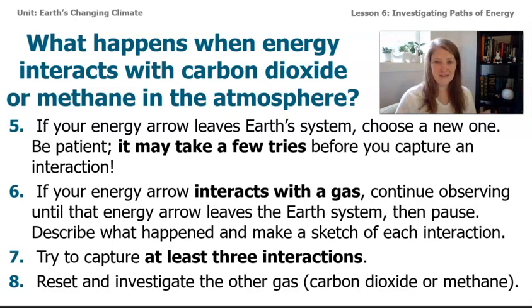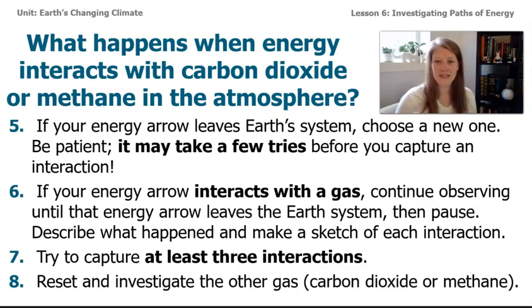So if your energy arrow actually interacts with the gas, you'll know that happens because the gas will have a little yellow circle around it to show that it's interacting with the energy arrow. So when you see one of those little circles pop up, you know that it's interacted with the gas. Then just keep watching it and see what happens. Does it go back to Earth's surface? Does it still exit Earth's system? What is going on?